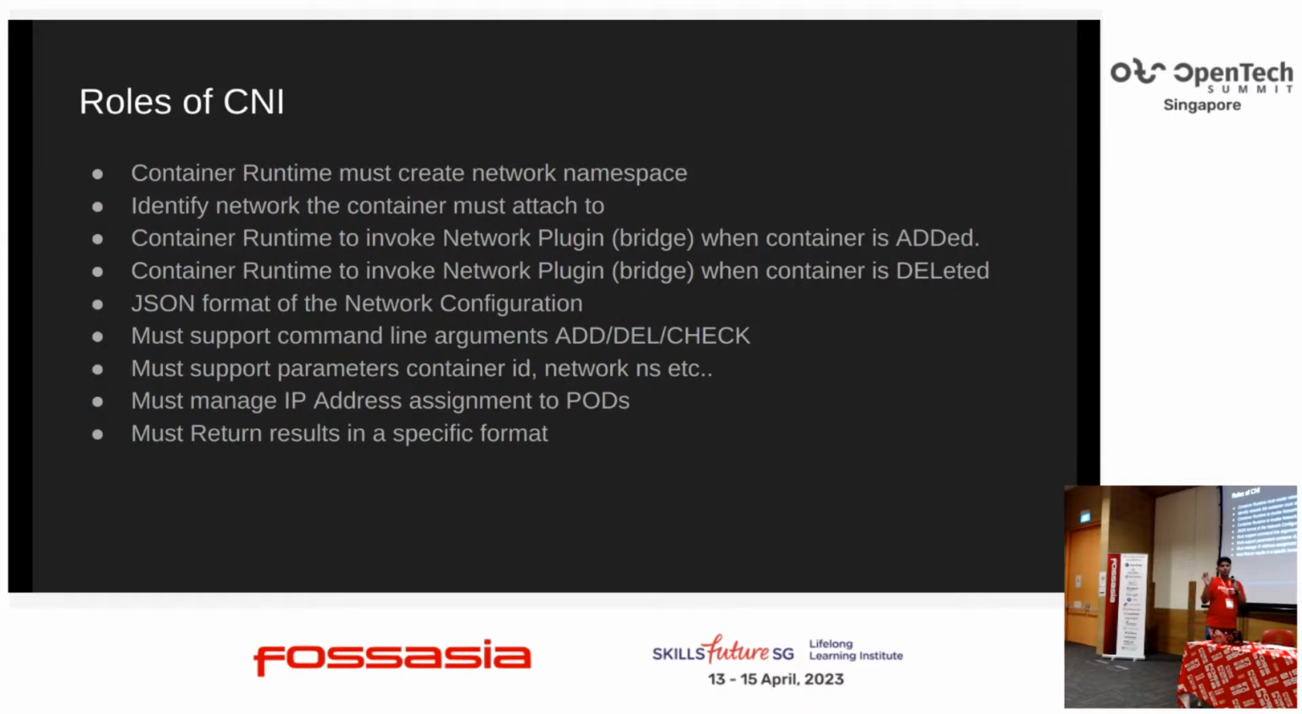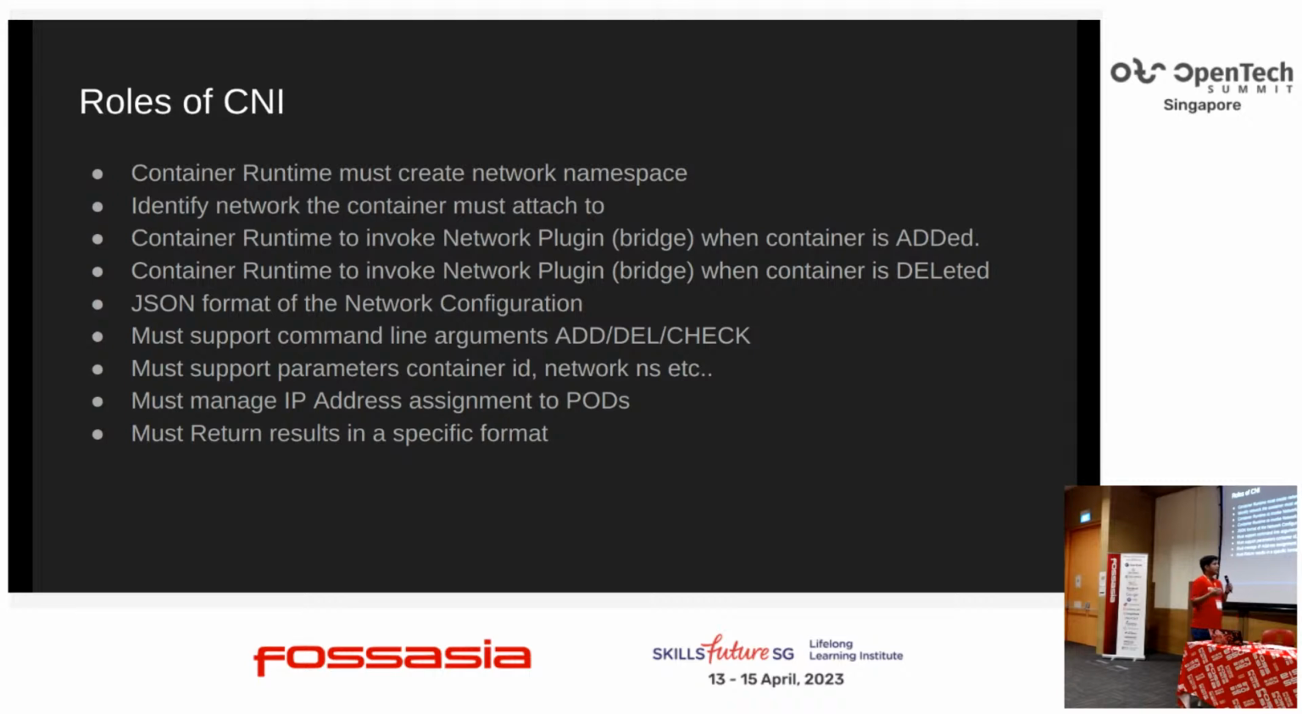So I don't want to bombard you with a whole lot of theory. I'll just highlight a couple of points from these must-have roles. It must be able to create a network namespace, as we just discussed. Then it must be able to identify the network of the container, and it should be able to deal with the bridge. If we are adding a container or deleting a container, then it should deal with one of the output formats.